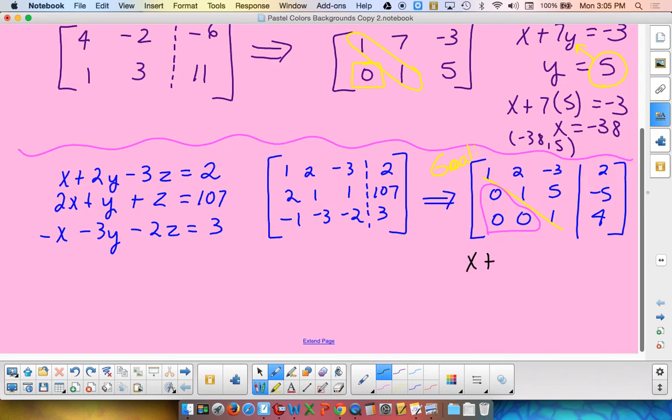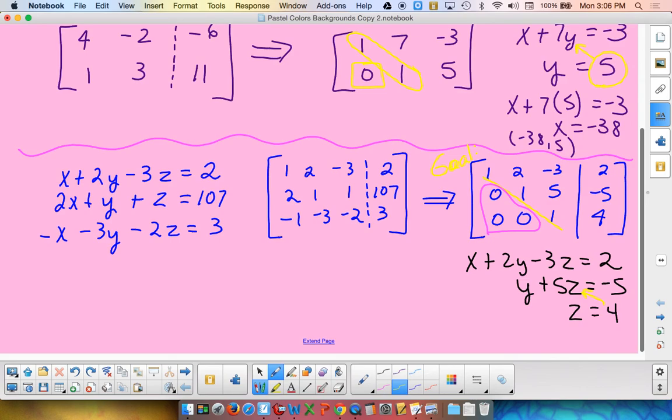That has to happen because, once again, I can now solve this same thing and say, okay, well, the top line gives me x plus 2y minus 3z equals 2. The second line gives me 1y plus 5z equals negative 5. And the key third line tells me that z equals 4. Once I know z equals 4, I can then sub that answer back into the second equation, solve for y, and then sub both those answers back in, solve for x. So if you can get it into that triangle form with ones in the diagonal and zeros in the bottom left corner, you've got an easy solution.